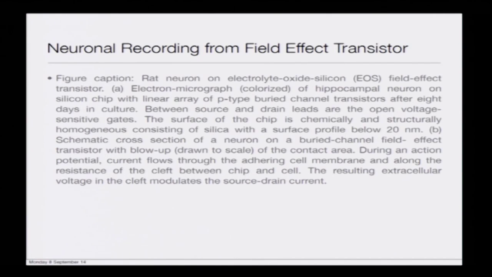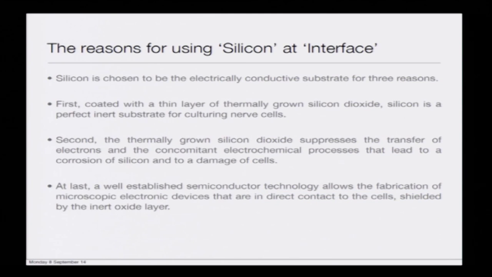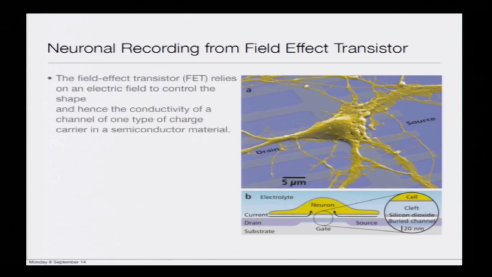So, now, neuronal recordings from field effect transistors. The caption says what you saw is basically a rat neuron on an electrolyte oxide silicon field effect transistor. The electron micrograph of a hippocampal neuron, we have talked about it, in the silicon chip with a linear array of p type buried channel transistors after 8 days in culture. So, this was 8 days, the cells are growing. Now, you realize why it is important to ensure that there is no leaching taking place, because 8 days, 20 days, you are growing a neuron on top of a silicon chip. If there is leaching, the cell will die.